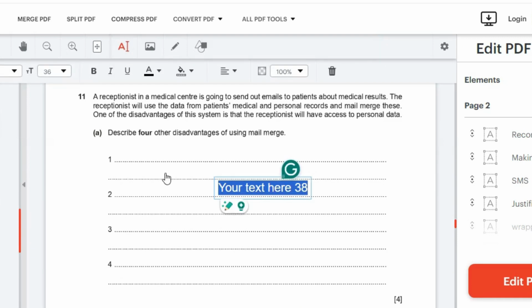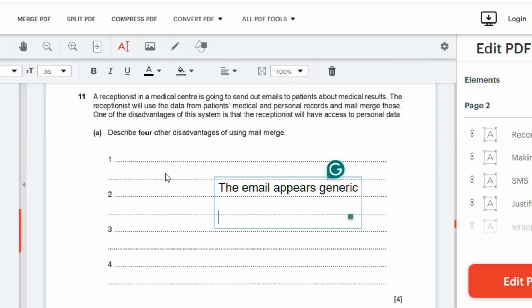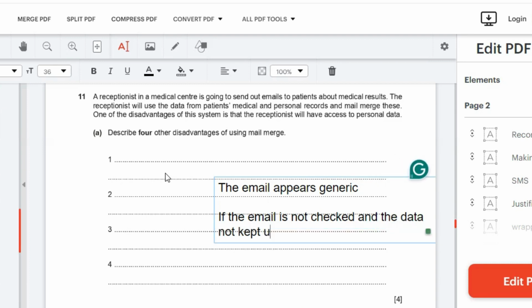1. The emails appear generic. 2. If the email is not checked and the data not kept up to date before the mail merge.